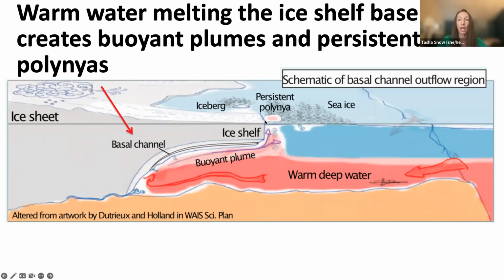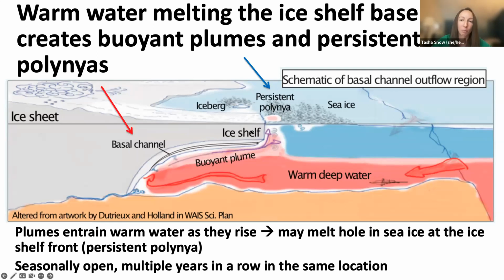And so if you have sea ice that's forming on the ocean there at the ice front, it'll melt a hole, a circular hole in the sea ice, and create a persistent polynya. So that's just an open water area surrounded by sea ice. You can see these persistent polynyas at the outlets of basal channels over multiple seasons, multiple years. And that's what we call persistence. It's a sensible heat polynya.